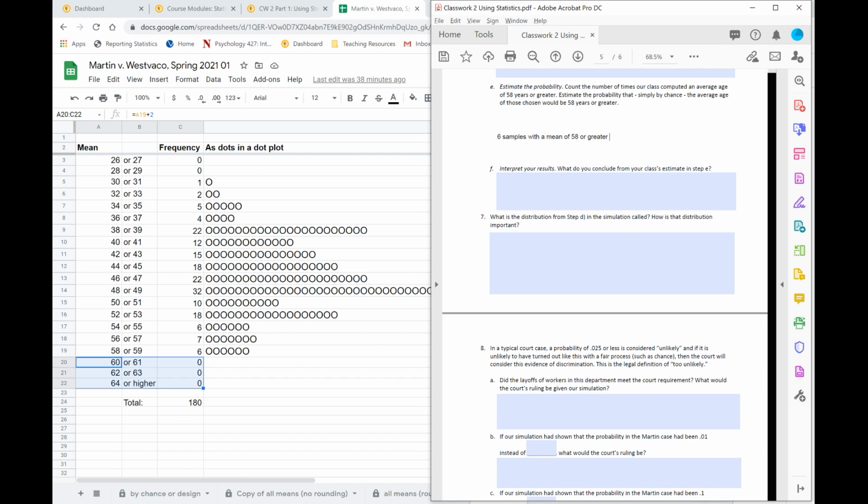Now, the next part of this asks us to estimate the probability that, simply by chance, the average age of the 3 chosen to be fired would be 58 or greater. Okay. Well, we have all this wonderful simulated data right here. It's saying, okay, that's how many samples we got. Estimate. What do you think the probability is of this occurring simply by chance?